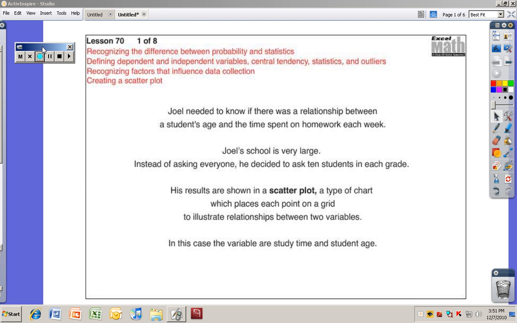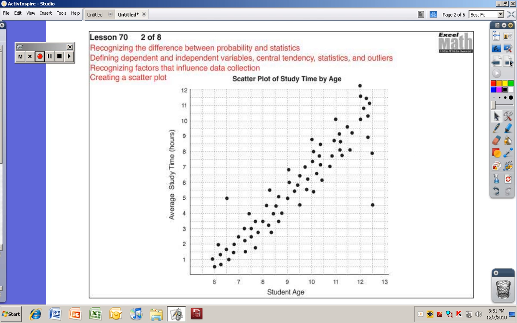His results are shown on a scatter plot, a type of chart which places each point on a grid to illustrate relationships between two variables. In this case, the variables are study time and student age. So we're going to go over this chart here. I'm going to explain it to you and help you to understand what a variable is.